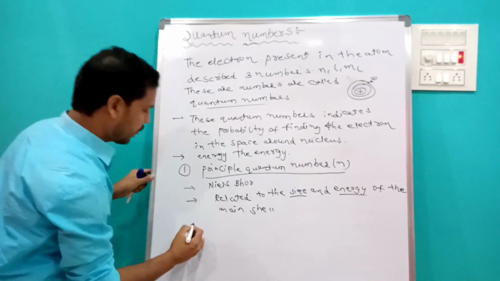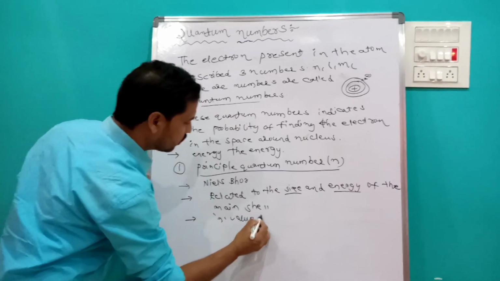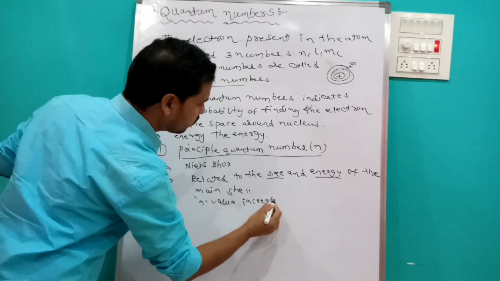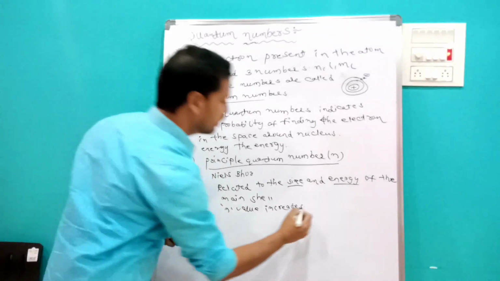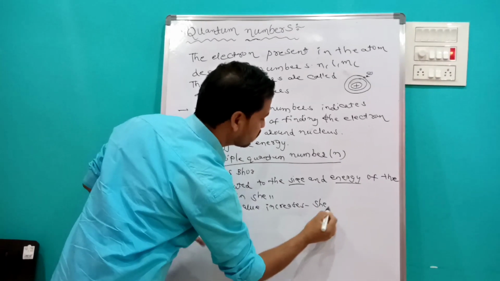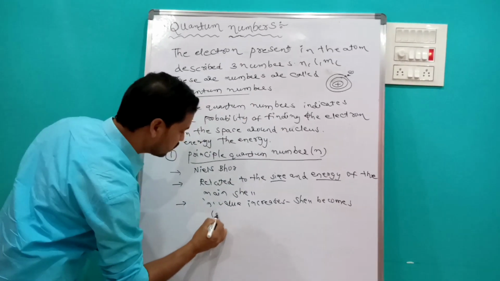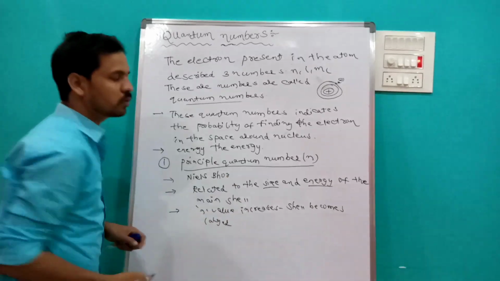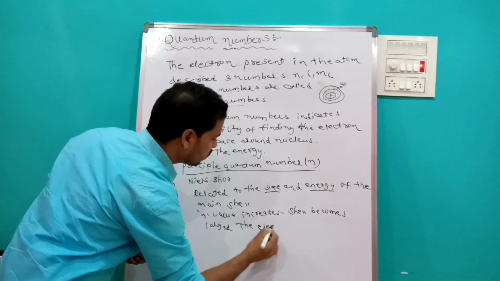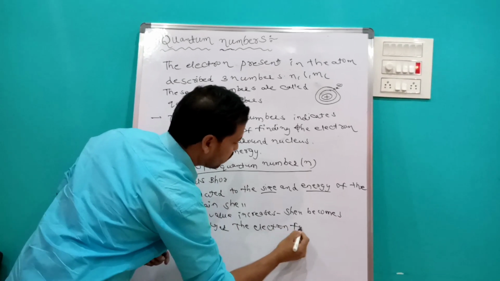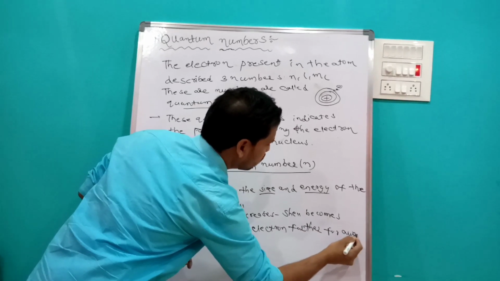So if the n value increases, what is the meaning of that? The principal quantum number value increases, so the shell becomes larger. If the shell becomes larger, what happens? The electron is further, far away from the nucleus.